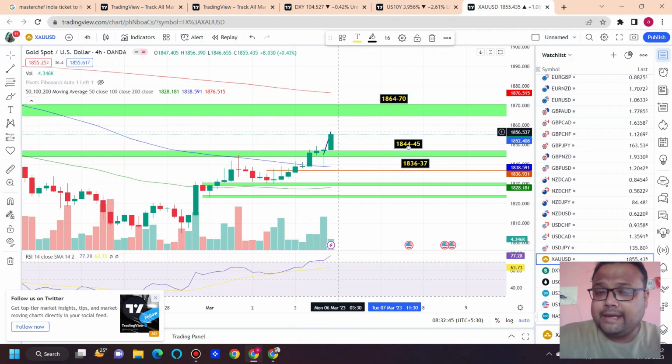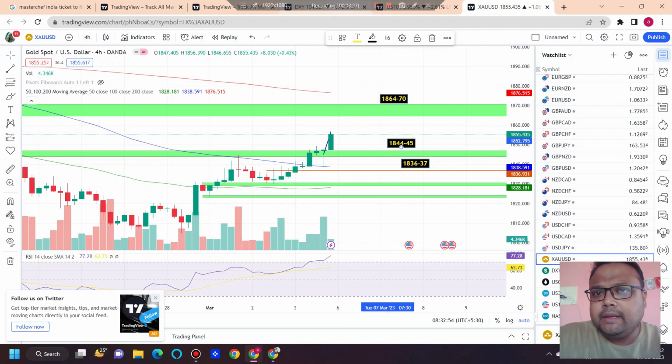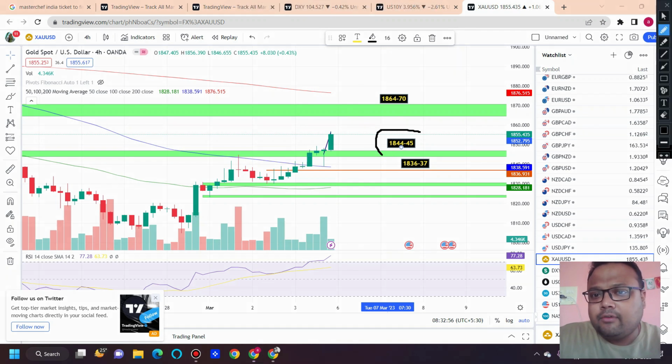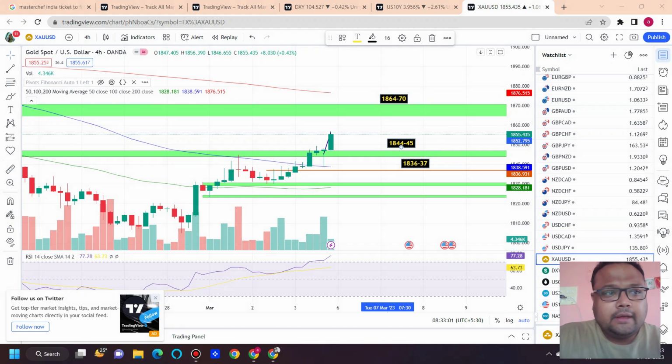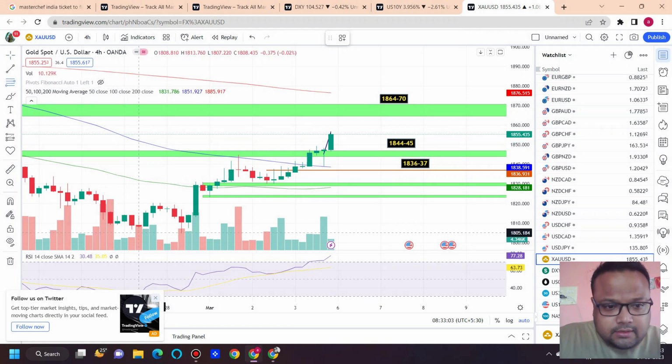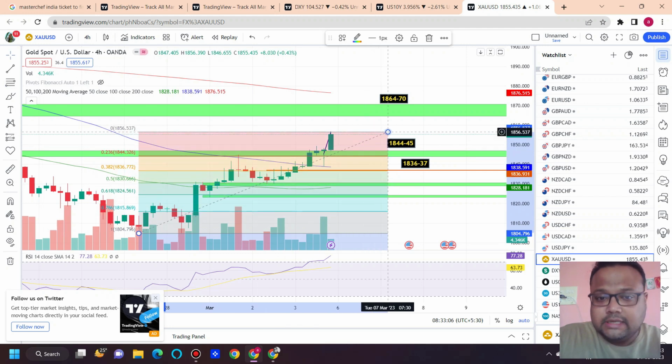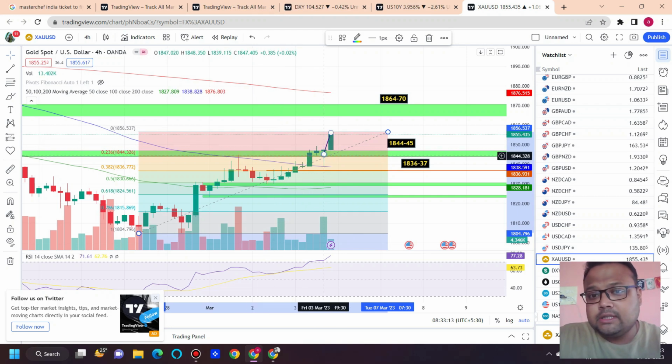So after the market opening, as I said, if DXY and bond start going up, then obviously we will see some pressure on the chart of gold. When gold will be taking support around 1844 to 45 level, we can go for a buy. And one more reason is, if we just draw the Fibonacci here also, then you can see, apart from being the previous resistance, right now we have the Fibonacci 0.236 level here as well.